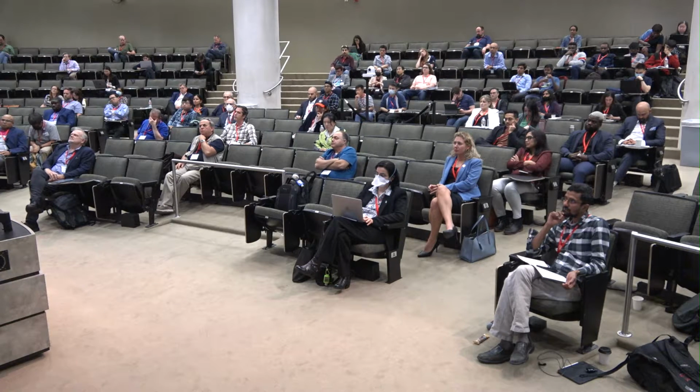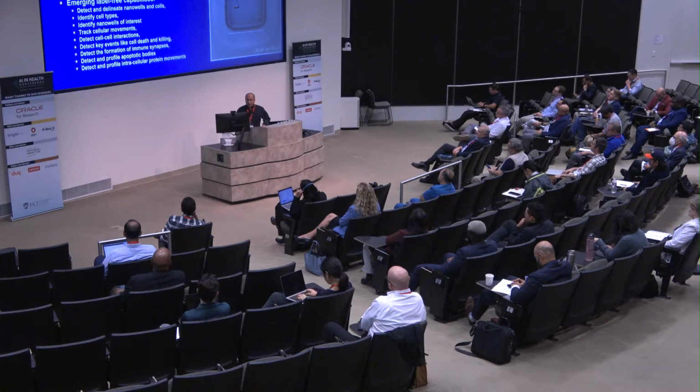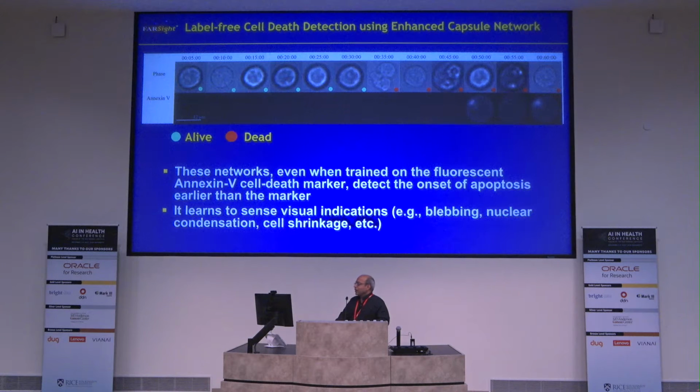And basically, we're able to, of course, map out cell movements, cell-cell interactions, like the biting of cells. We're able to identify critical events like cell death, formation of immune synapses, okay, formation of apoptotic bodies, detection of cell division. All of these things can now be done, okay, from just the phase images.